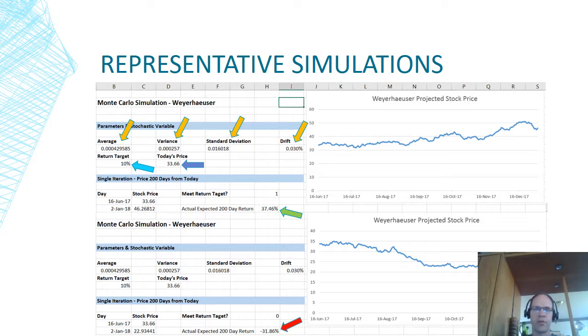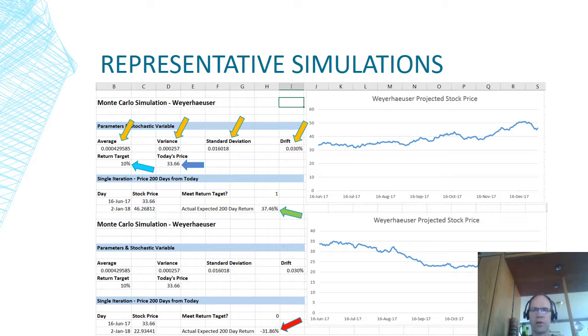Using the information in the tutorial, essentially what I had to calculate was this average, which is based on that stock price data, this variance, which is also based on that stock price data, and this standard deviation based on that stock price data, and then this drift, which is calculated based on these other things that I had to calculate. And then the model looks at what kind of return target you are looking to get in the future, and the starting place for these simulations is today's stock price.